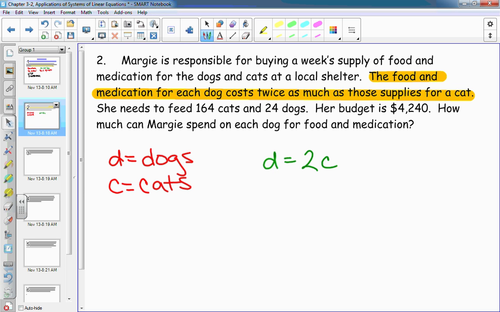You with me? Okay. She needs to feed 164 cats and 24 dogs. Her budget is $4,240. So what's my equation? Nope. I got to think money now. Think your conveyor belt. There went 164 cats. For each cat, I got to medicate and feed it, right? So that's going to give me what? 164C.